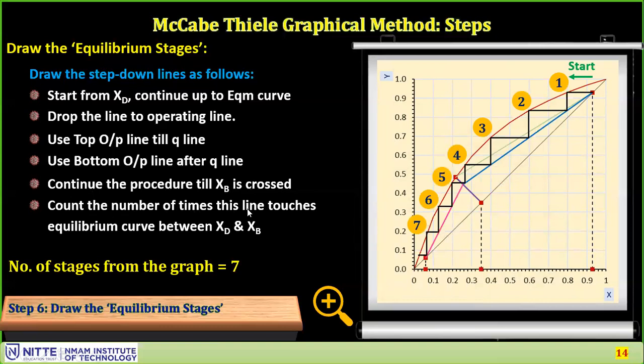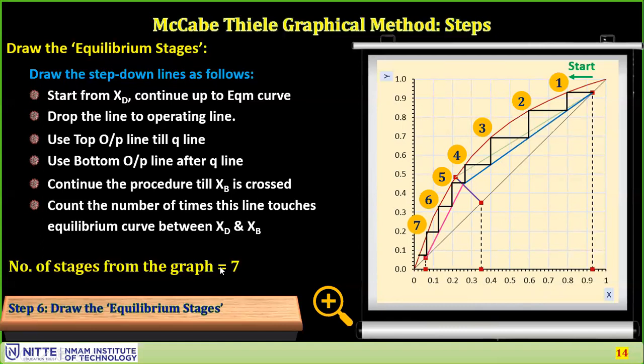Count the number of times this line touches the equilibrium curve between XD and XB. Between that, how many times does this line and this particular crisscross line touch the equilibrium line? Count it. 1, 2, 3, 4, 5, 6, 7. So totally 7 times it touches the equilibrium line. Remember, it is beyond XB. It's after XB, not counted now.